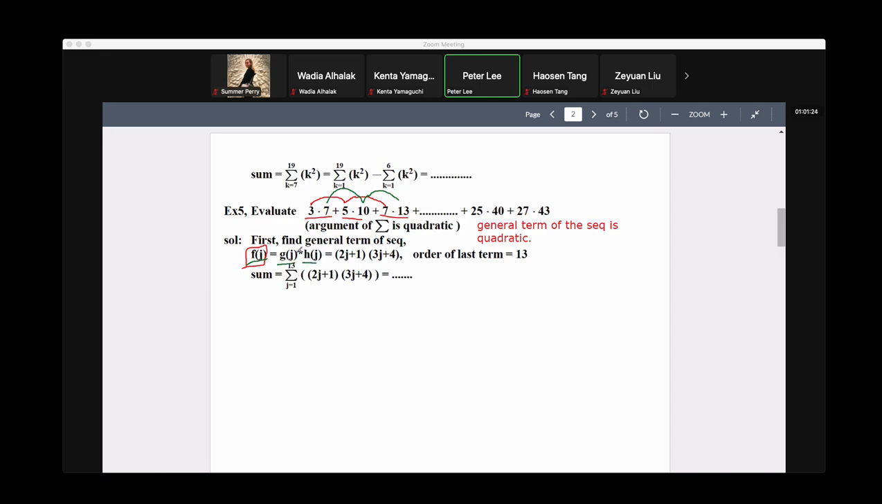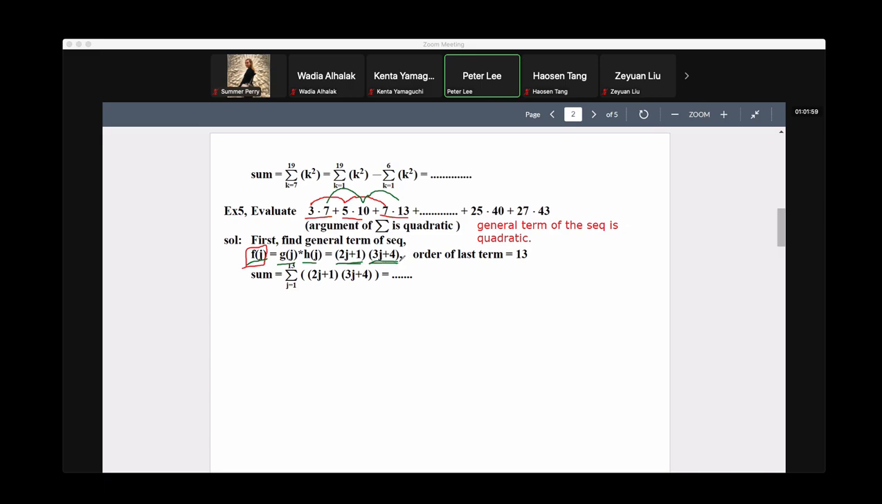So what is g of j? That's the sequence 3, 5, 7, and so on. If j equals 1, we get 3. If j equals 2, we get 5. If j equals 3, we get 7. That's it. What is h of j? h of j is the sequence 7, 10, 13, and so on. The increment is 3, so it looks like this is 3j plus 4. When j equals 1, we get 7. When j equals 2, we get 10. So f of j is equal to 2j plus 1 times 3j plus 4.